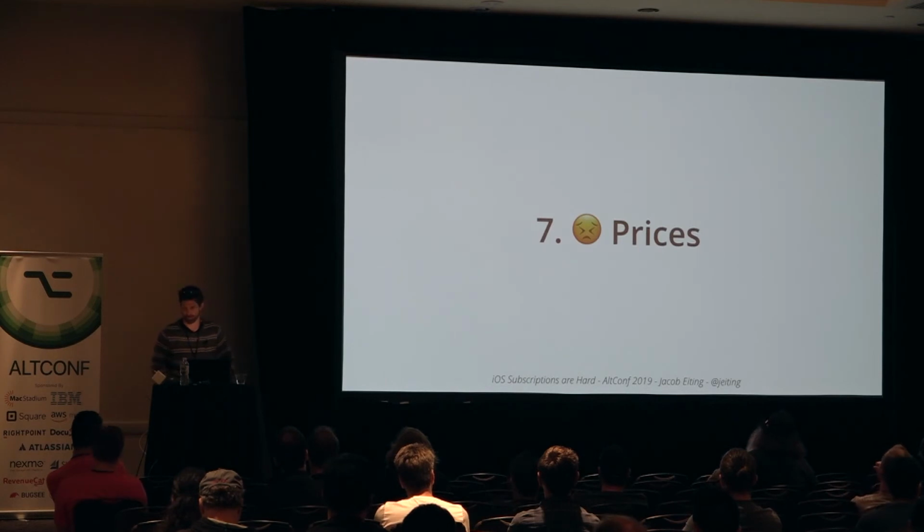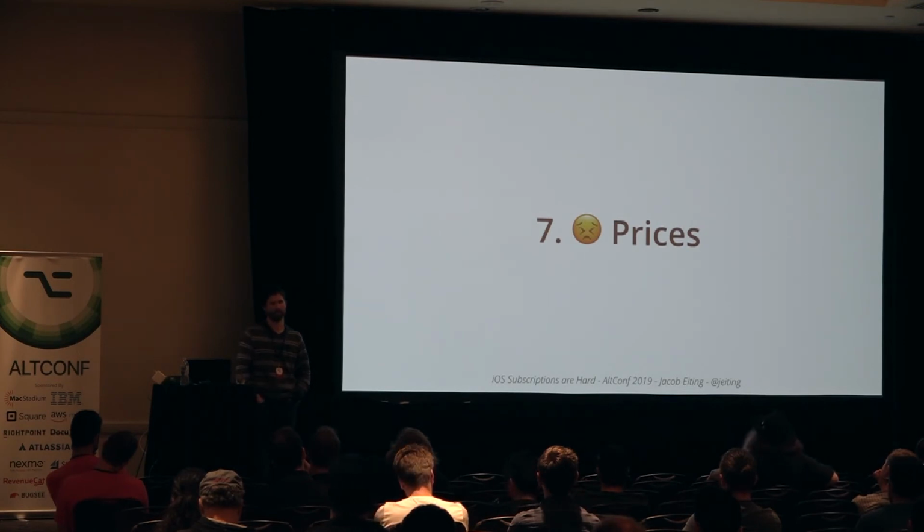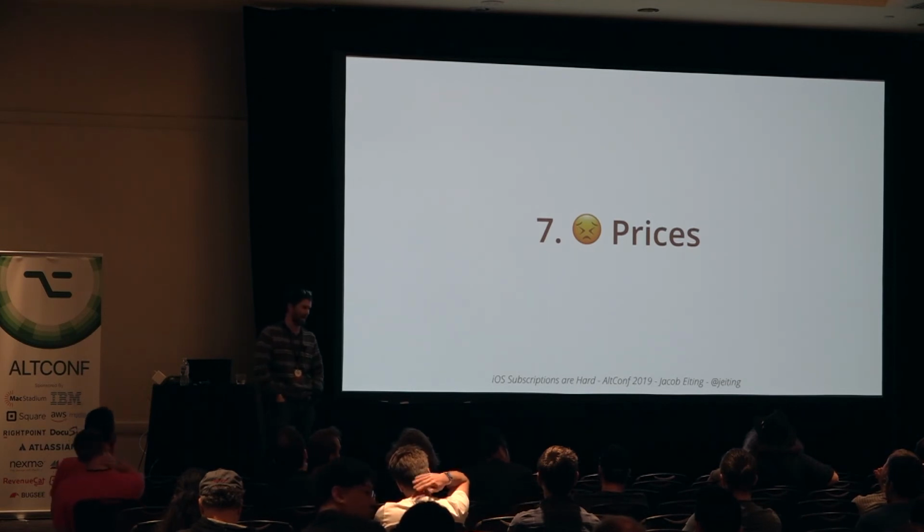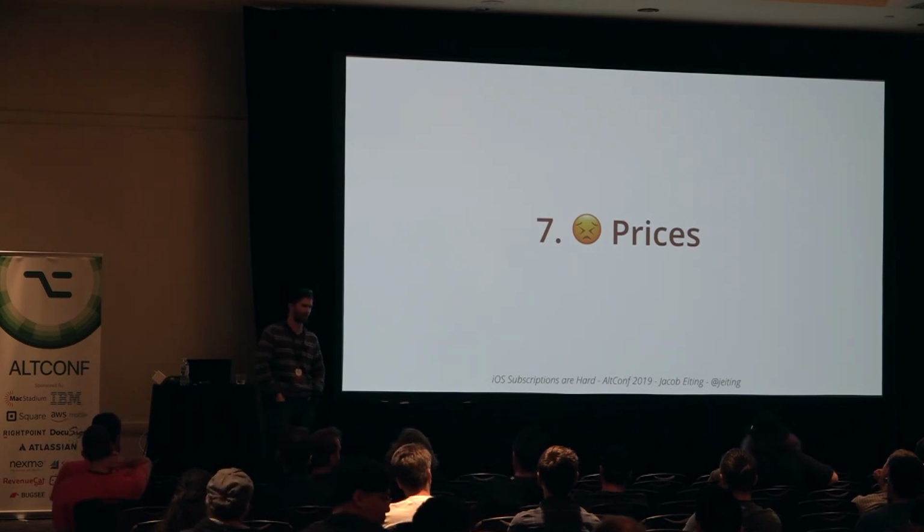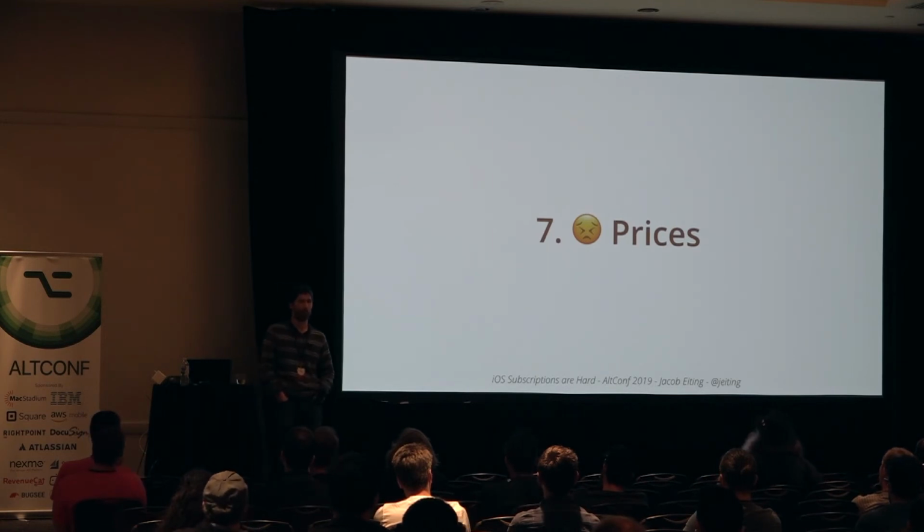Okay, prices. This is probably one of the biggest pains if anybody's tried to do analysis on subscriber bases, is that the Apple receipt tells you the product ID, but it doesn't tell you the price. So there's no way from the receipt to know, okay, they had a monthly, but how much is that actually worth to the business?